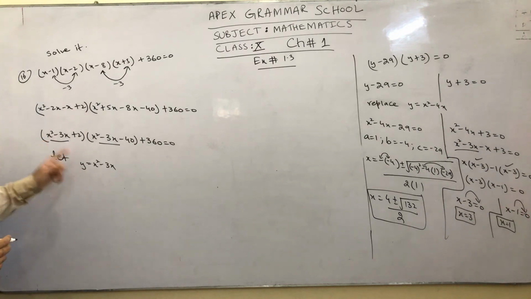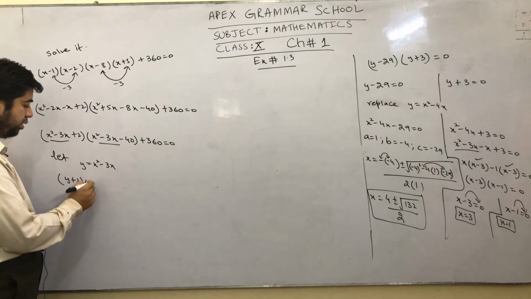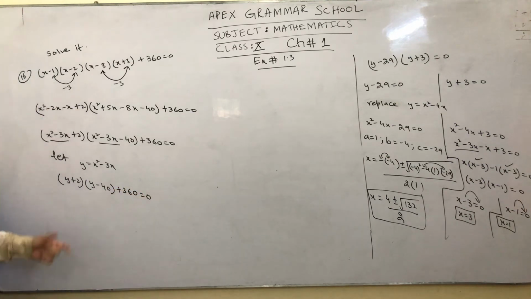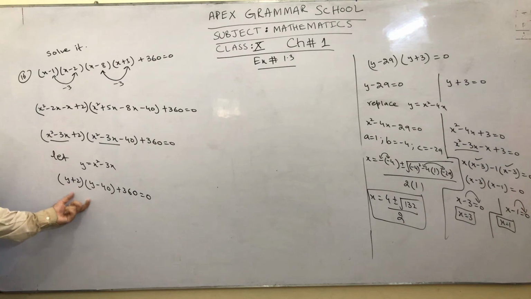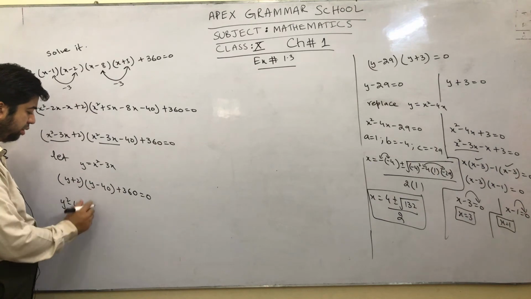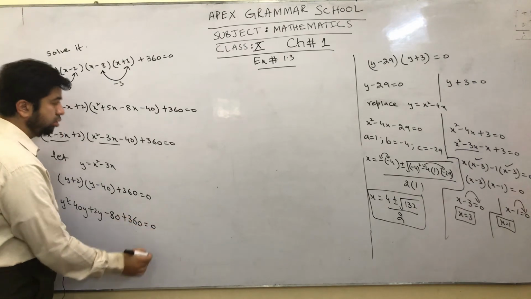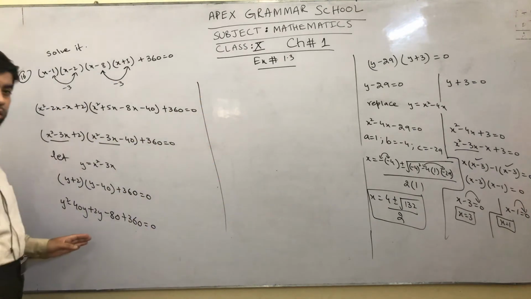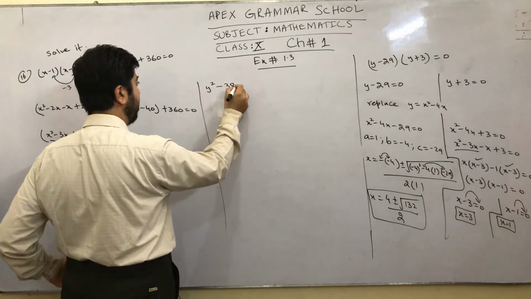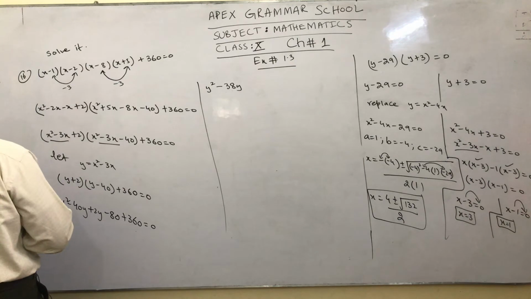Now put y instead of x square minus 3x. And then again y minus 40. Now again you have to multiply both these expressions, y square minus 40y plus 2y minus 80 plus 360 is equal to 0. This will become the quadratic equation again. So y square minus 38y minus 80 plus 360. You have to calculate it.